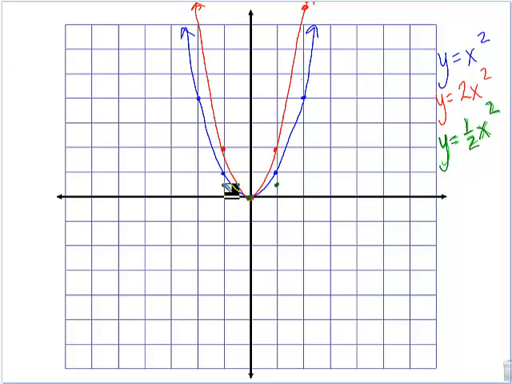It's going to be wider because this is a smaller number compared to 2 and 1. If I go over 2, normally we'd go up 4 because 2 squared is 4. But in this case, we have to times it by a half. So that would end up being what? 2. So we'd go over 2 and up 2. Same on the other side. So that would be our parabola.